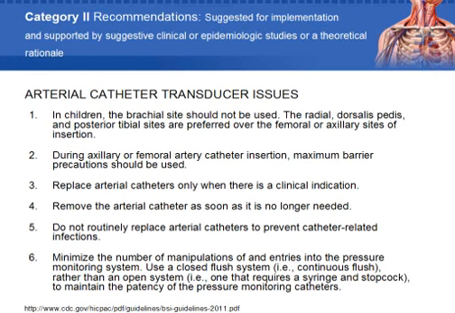And then last, minimize the number of manipulations of and entries into the pressure monitoring system, because we know each time it's entered, each time it's manipulated, it increases the likelihood for contamination to occur. Use a closed flush system, that is a continuous flush, rather than an open system, one that requires a syringe and stopcock, because we know when a syringe and stopcock are used, that stopcock usually gets caked with blood. So biofilm can develop, there's proteinaceous material there for organisms if it becomes contaminated, and often the stopcock is not disinfected at all. And all of this is done to maintain the patency of the pressure monitoring catheters.